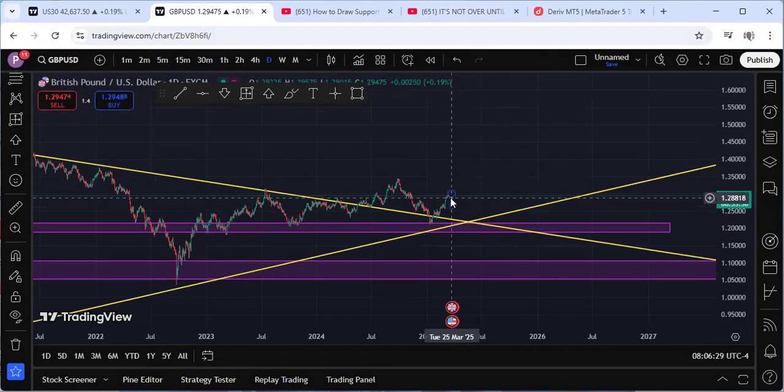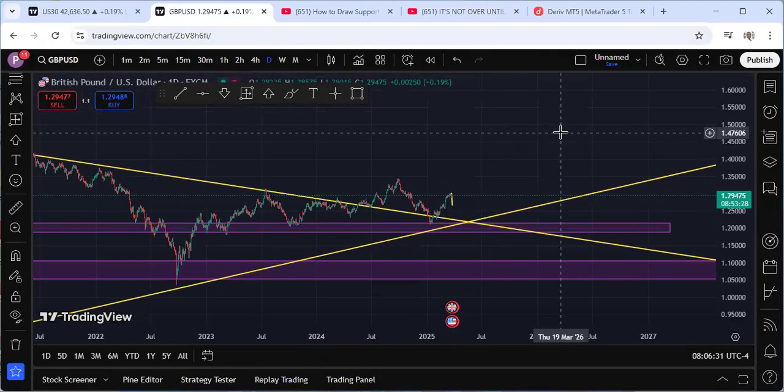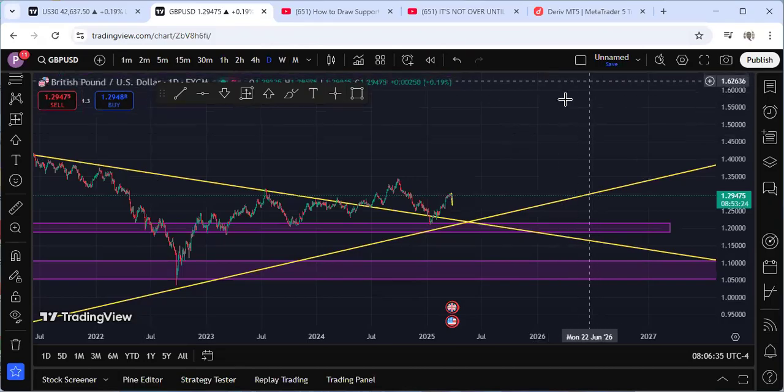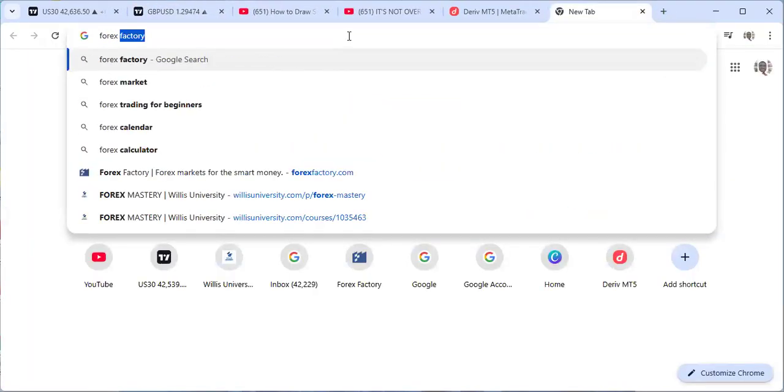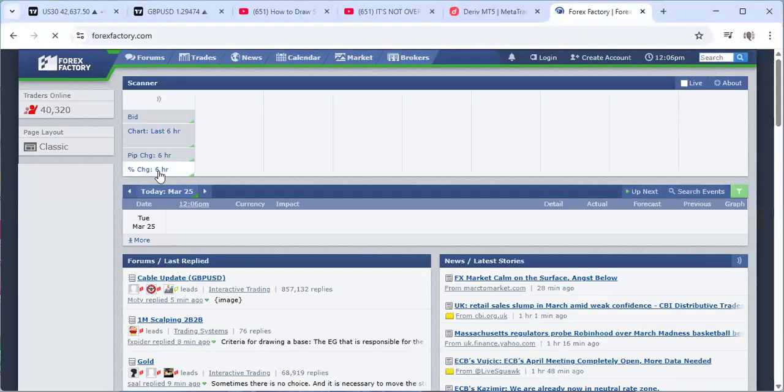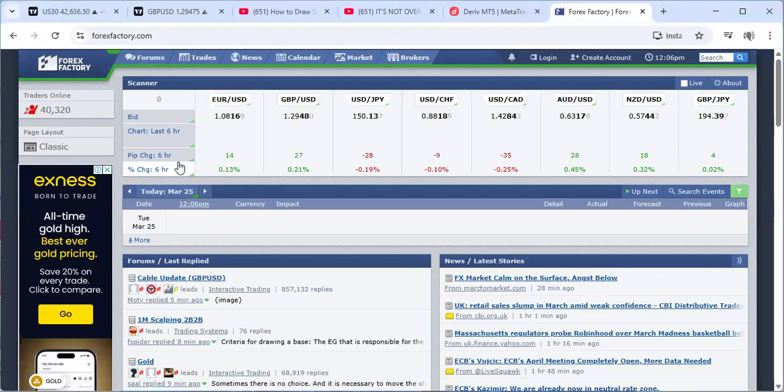Before I forget, let me teach you something. Anytime you want to trade Forex, before you trade any Forex market, any pair, go to a website called Forex Factory, to avoid news, take your market off. Once you get to Forex Factory, click calendar.